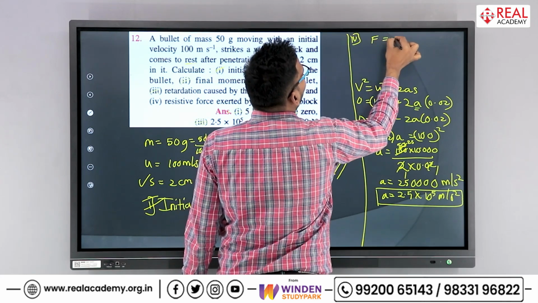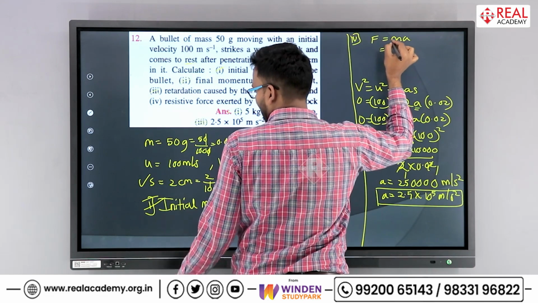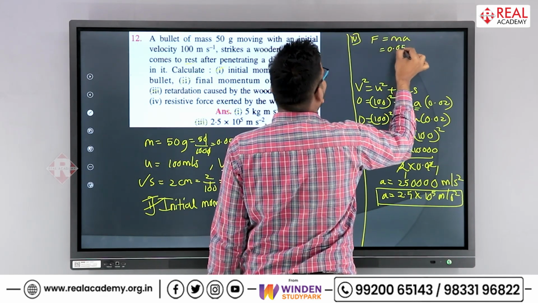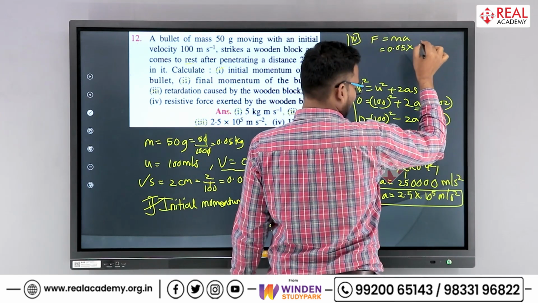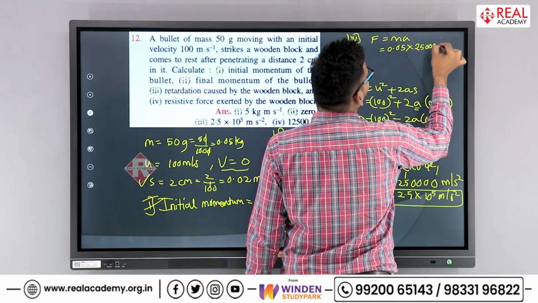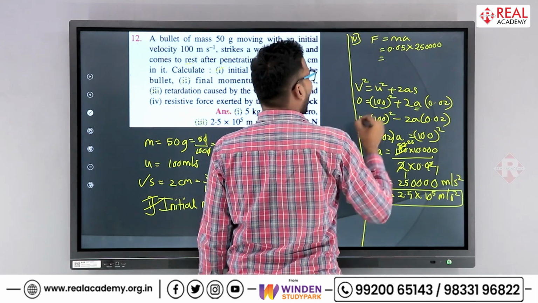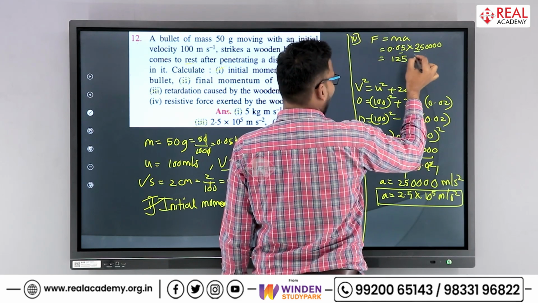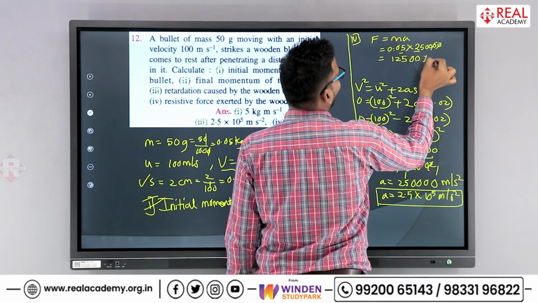Resistive force exerted by the wooden block is mass into acceleration, right? Mass of the body is 0.05 into acceleration. What is acceleration? That is 25 with 4 times 0. Then what about this? It is nothing but 5 into 25 is 125, and these 2 zeros get cancelled. That means 2 zeros will remain.